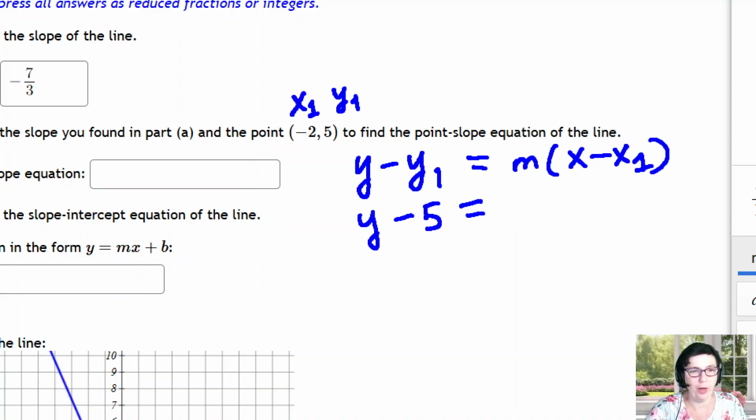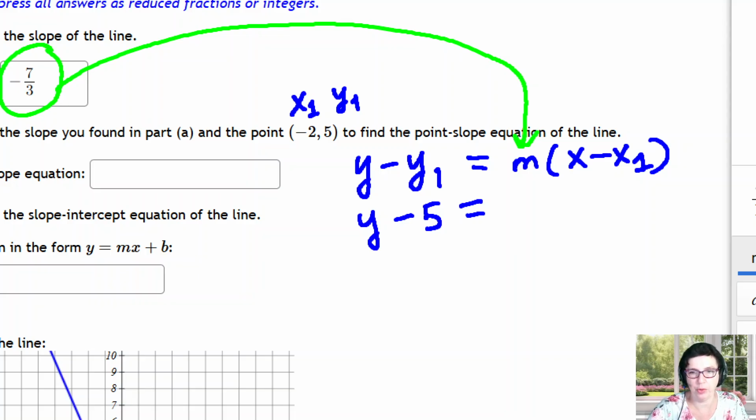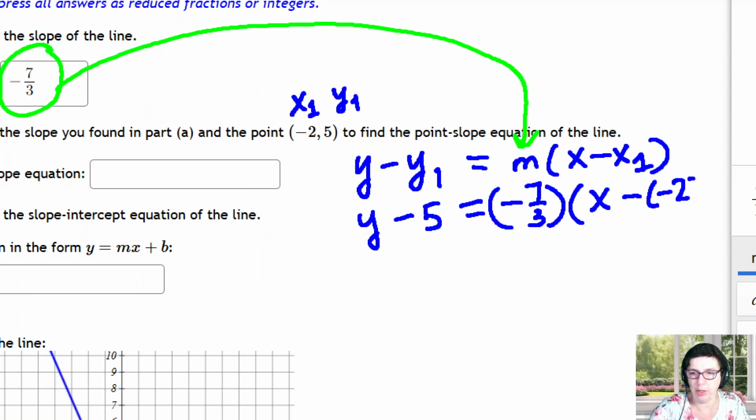Then slope, well, my slope was negative 7/3. That's going to go right here. So this is going to be negative 7/3. Let's put it in parentheses. Multiplied by x minus x1. Well, what is x1? Negative 2. And because it's negative, we're going to put it in parentheses. Okay, so that's our equation, what's called the point slope equation.